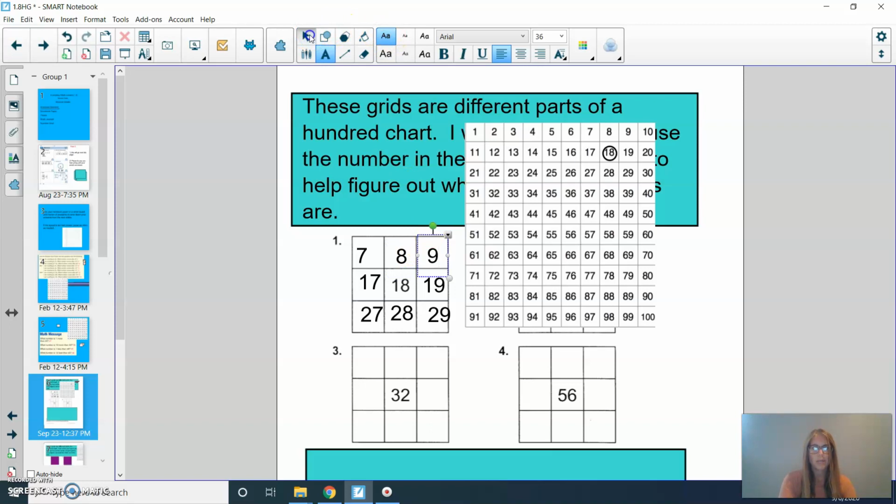Let's practice one more like this. This time I'm going to practice with 32. So I'm going to move my circle to the number 32.